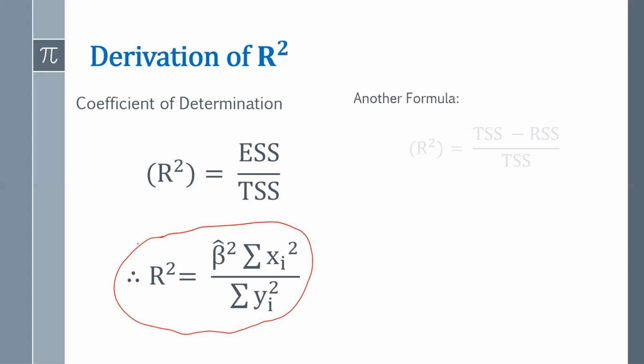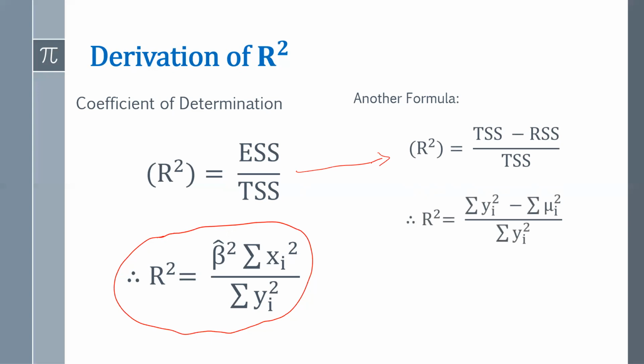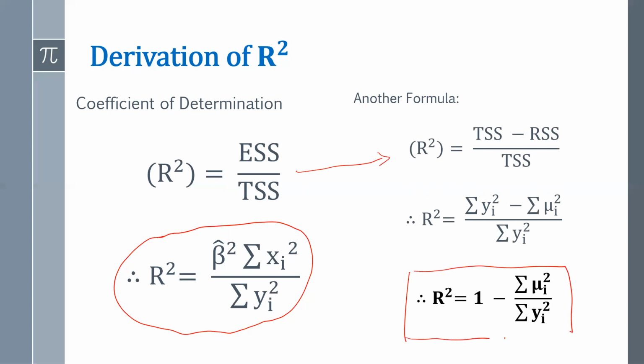We have another formula. Instead of this, we can write this. In numerator, instead of ESS, we can write TSS minus RSS. So what is TSS? It is summation yi square minus summation mu I square, that is RSS, upon summation yi square. So therefore, R square is equal to 1 minus summation mu I square upon summation yi square. This is another formula to find the value of coefficient of determination. You will get the same result.